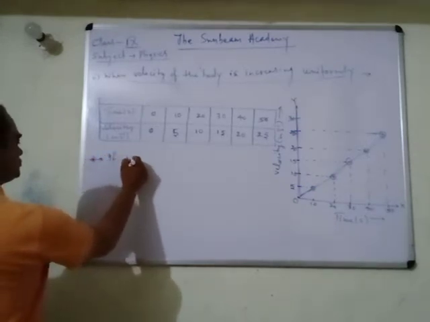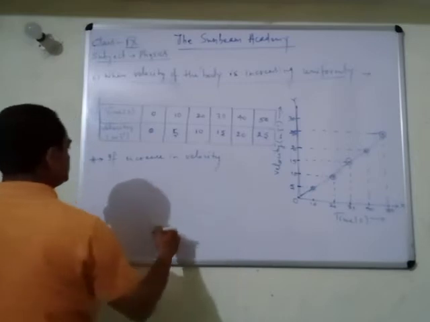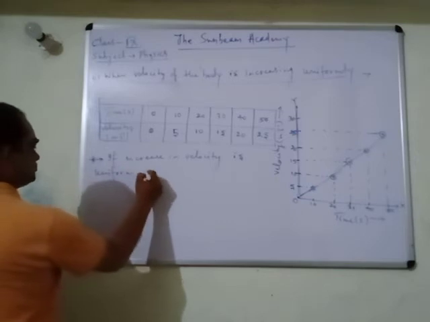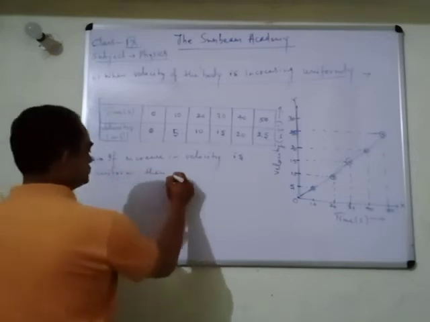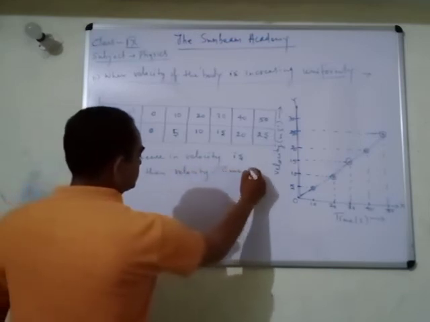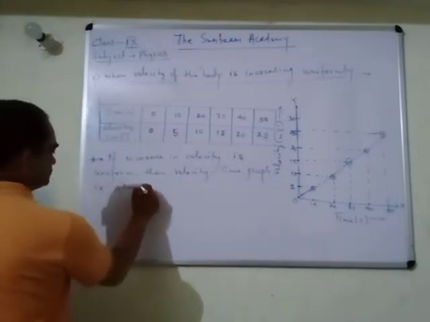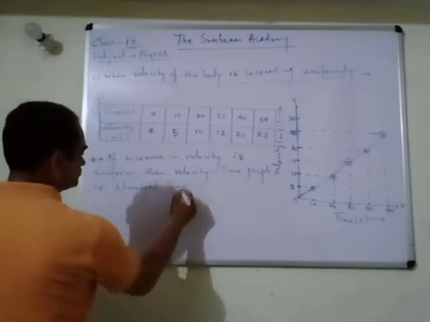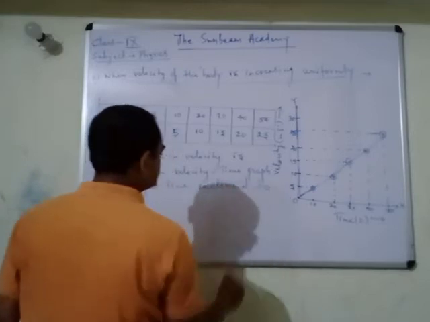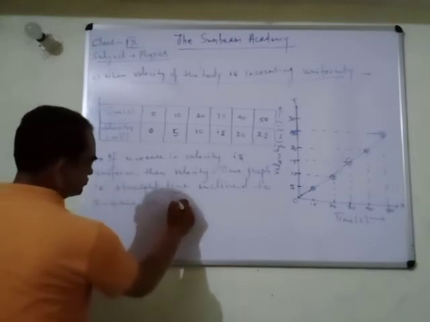If increase in velocity is uniform, then velocity time graph is a straight line inclined to x-axis or time axis.